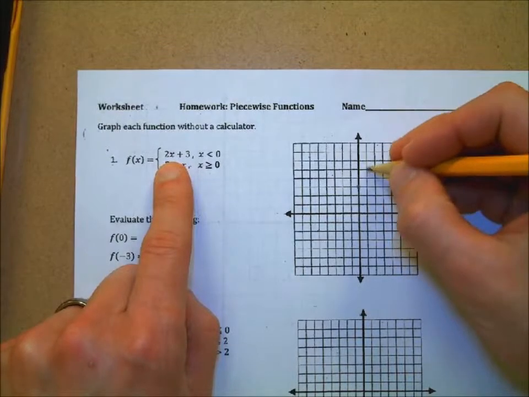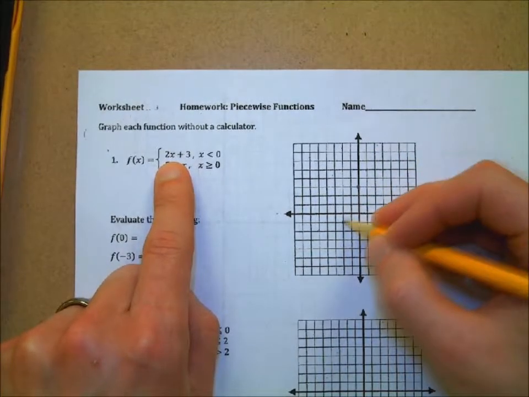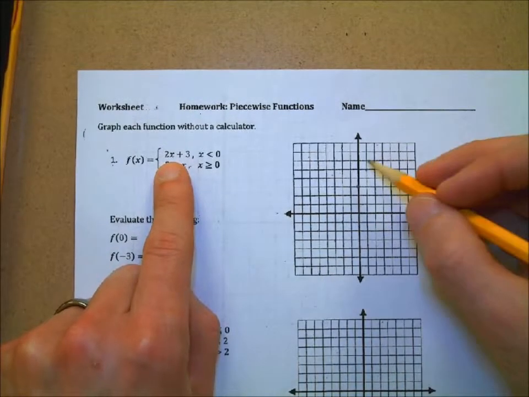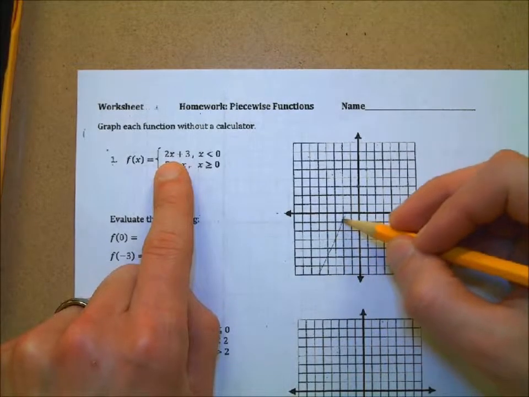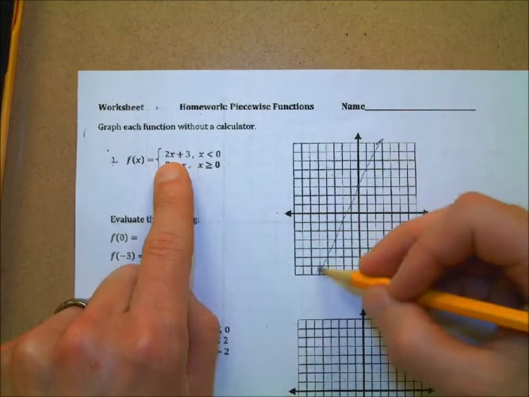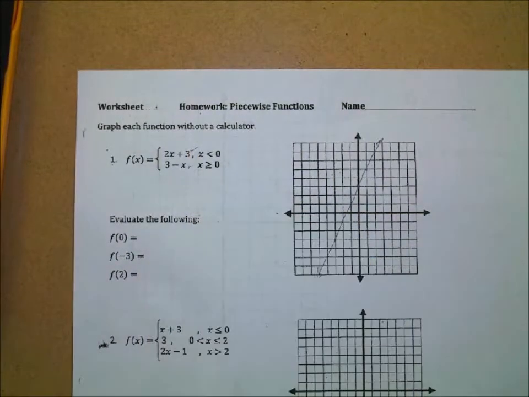I'm going to graph the whole line here. Okay, I'm going to lightly draw in pencil and connect those dots. So it's up 2 over 1, or down 2, left 1.